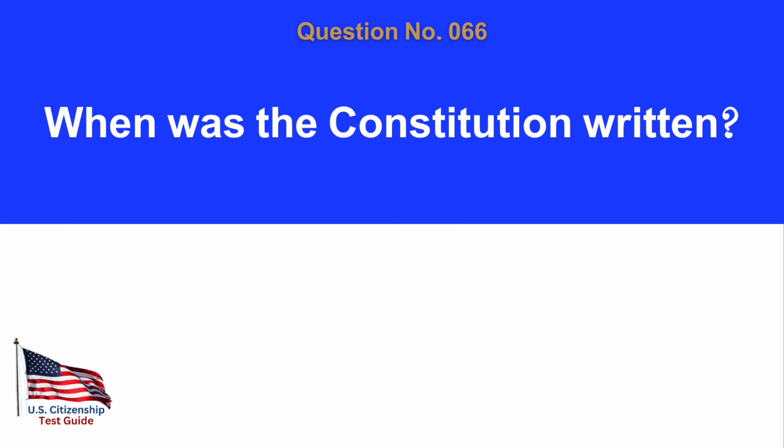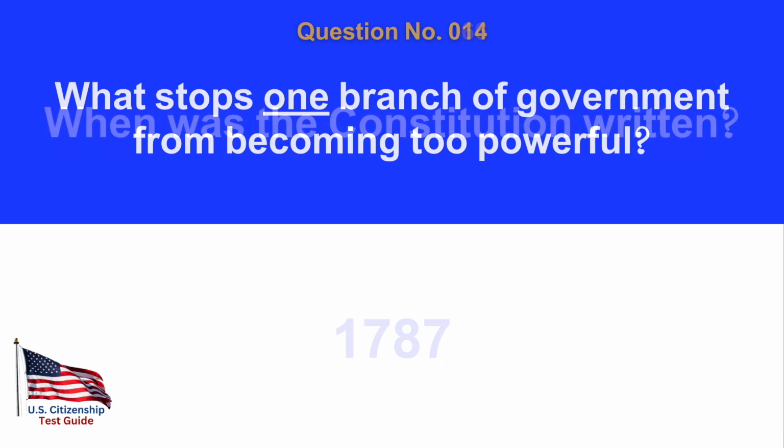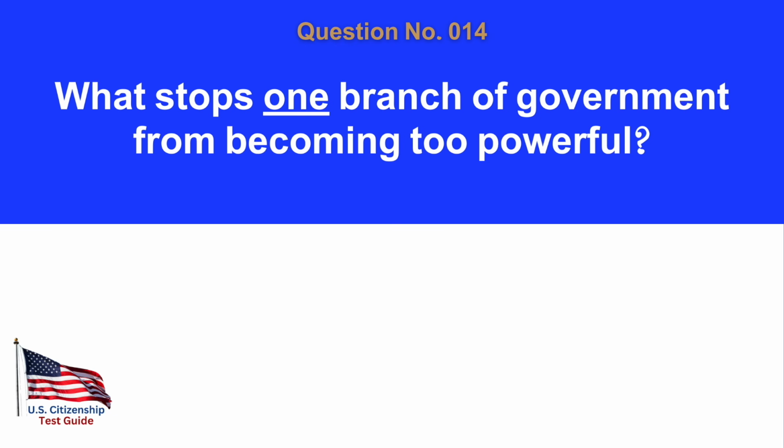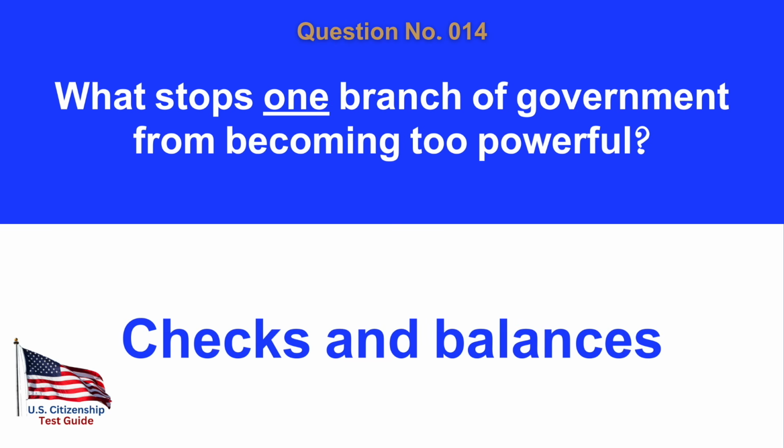When was the Constitution written? 1787. What stops one branch of government from becoming too powerful? Checks and balances.